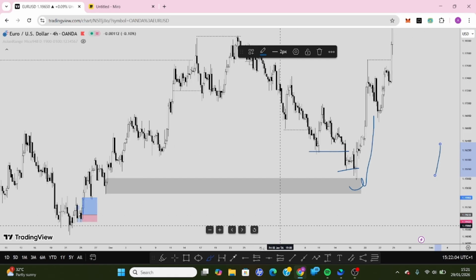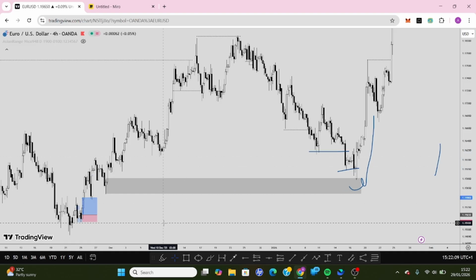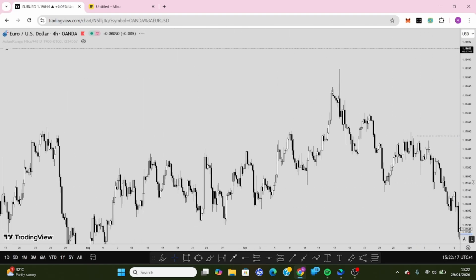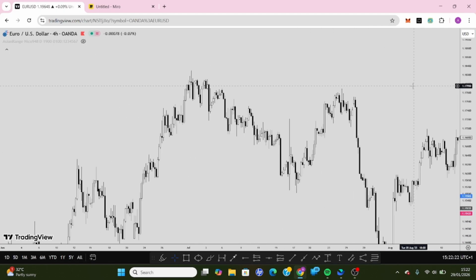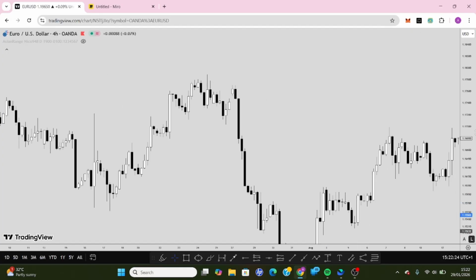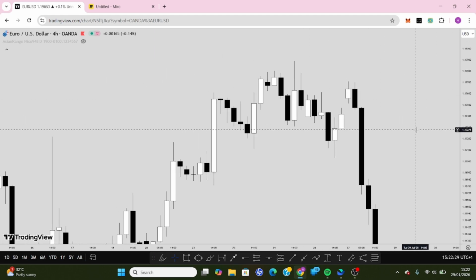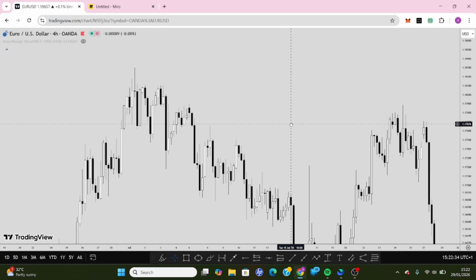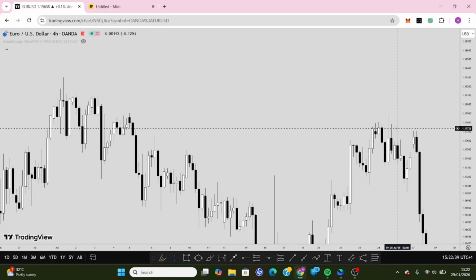So let's find another supply zone. This is a demand zone example, right? Let me find another supply zone. Okay, here we are, guys. This is another supply zone, right? This is a typical supply zone. Let me find a refined one so that it will make sense to all of us, right?